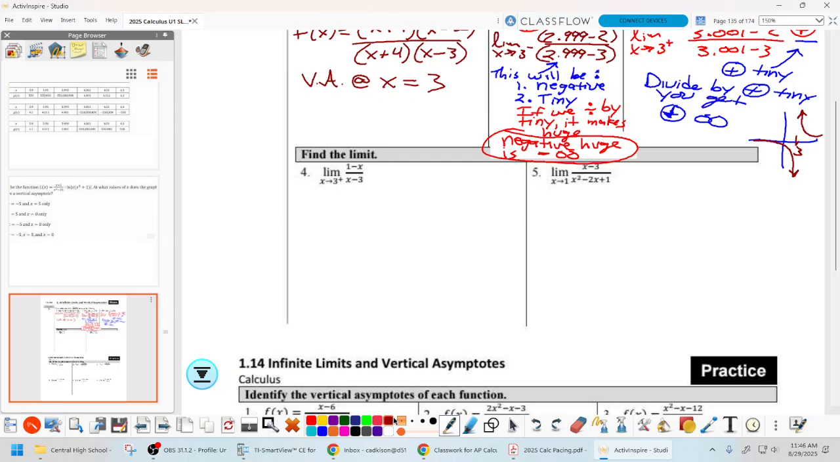All right, next one. It says limit as x approaches 3 from the right. So what are we looking at? See if you can do this without plugging numbers in and writing them. We're asking, is this going to positive or negative infinity? Because we know there's an asymptote, right? At 3. That's why we're checking 3. So is this positive infinity or negative infinity?